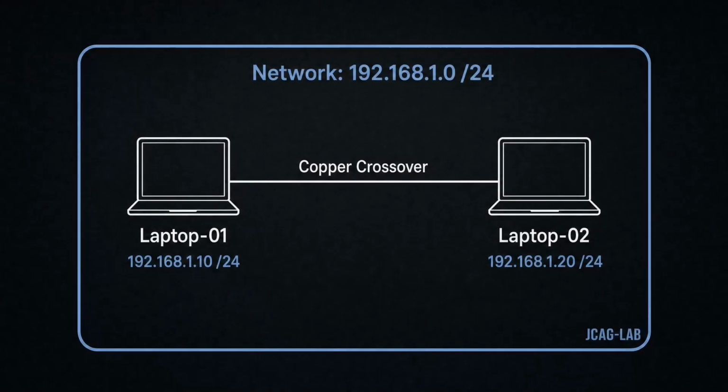Before we connect them, let's talk about the why. Think of an IP network as a neighborhood. Every house on the same street can communicate directly because they all belong to the same local area. In networking, when two devices are on the same IP network and use the same subnet mask, they recognize each other as local devices and can communicate directly.